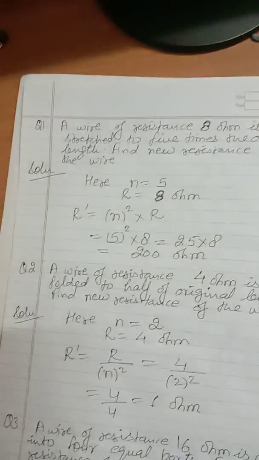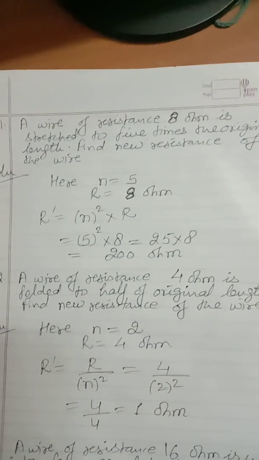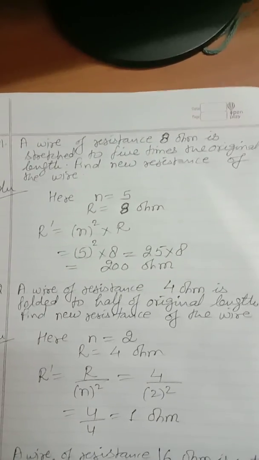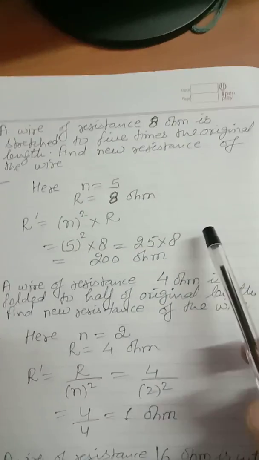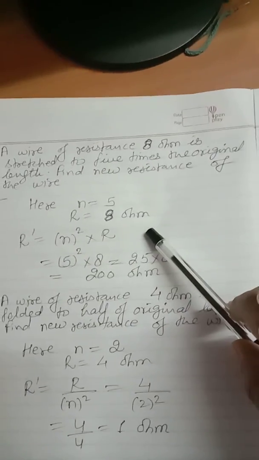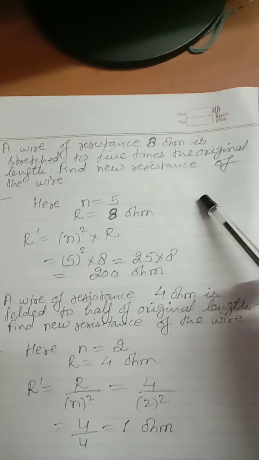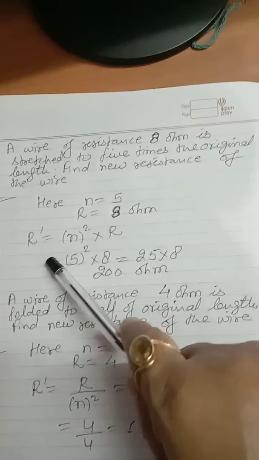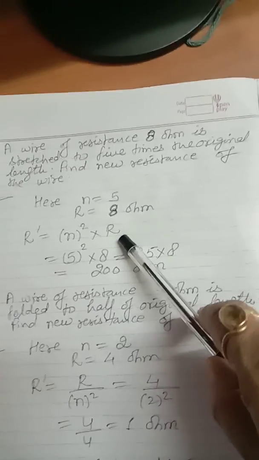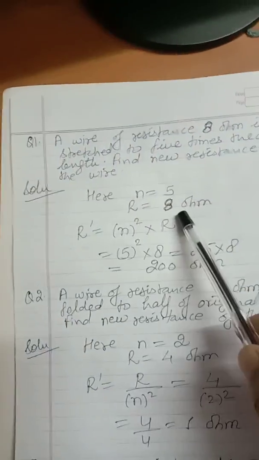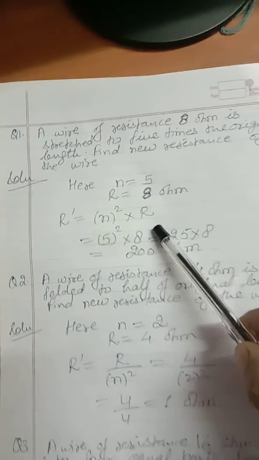If they are giving it in 2 or 2.5 marks, then slightly show the steps, means you have to show some steps. You can say on stretching, new length is n times of original, so new area is 1 upon n times of original, so we get R is rho L upon A. On solving we get R dash is n square R, because they will have the marks allotted for the steps, how we are getting this formula.